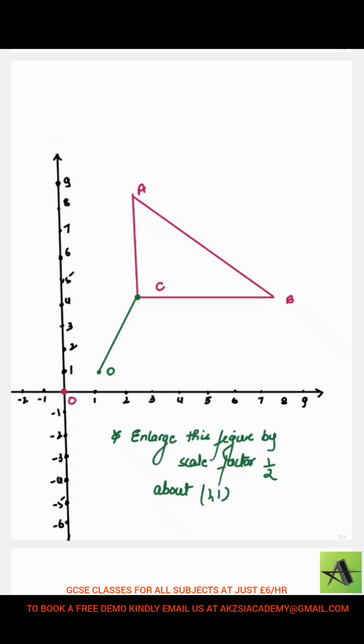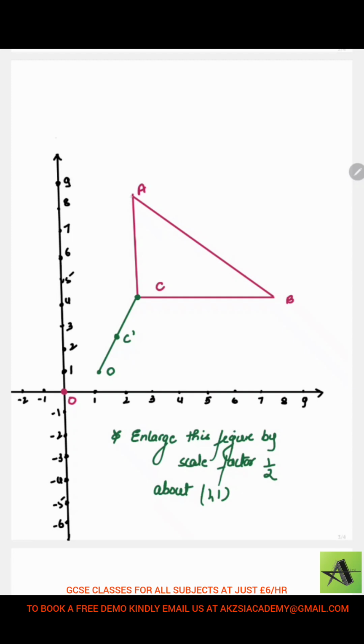Then the scale factor is half, so half of 5 is 2.5. That means at 2.5, I have to make a point like this, because we have to find the reduced figure. Here, I'll name it C dash.